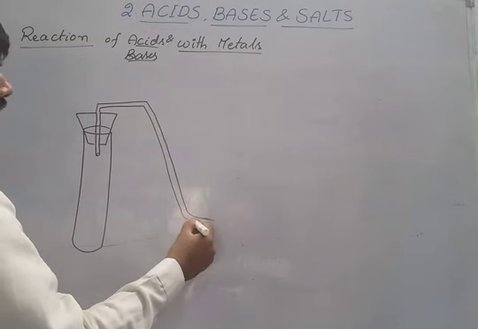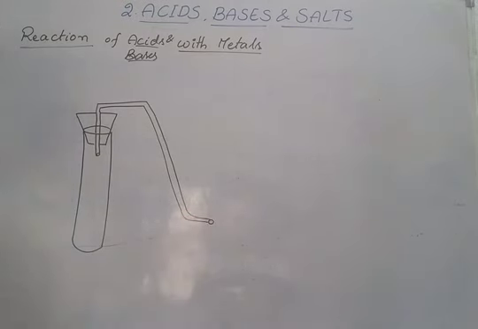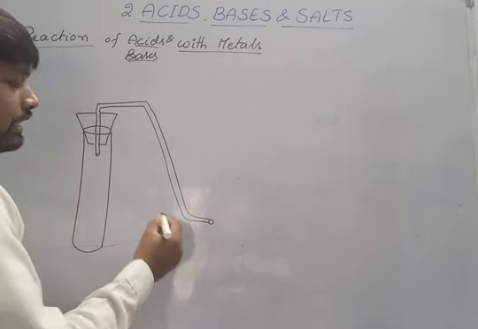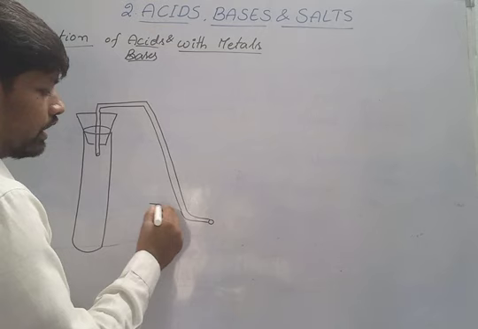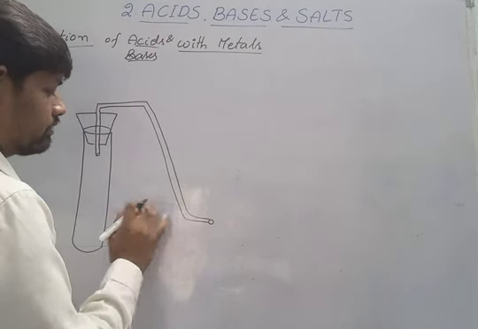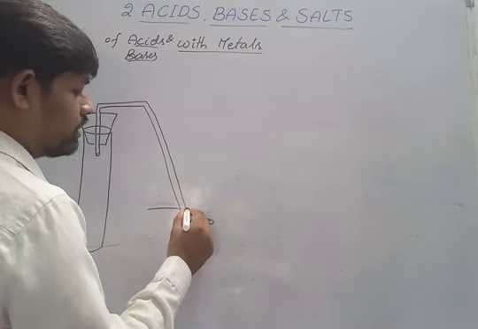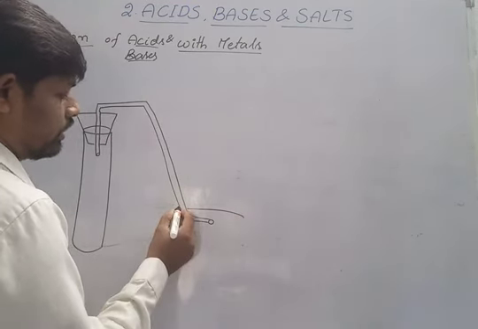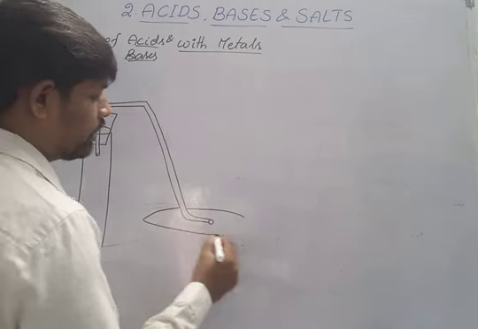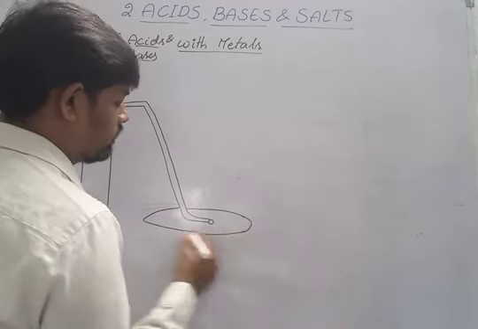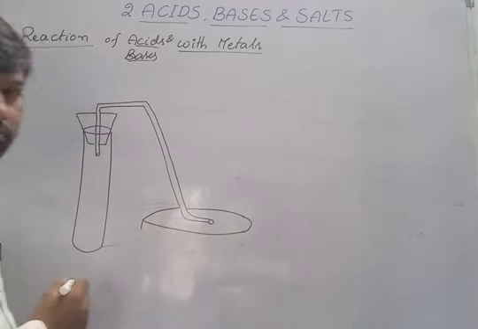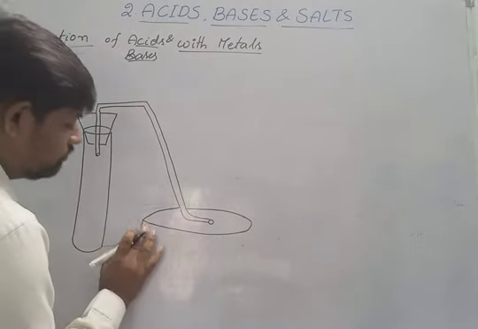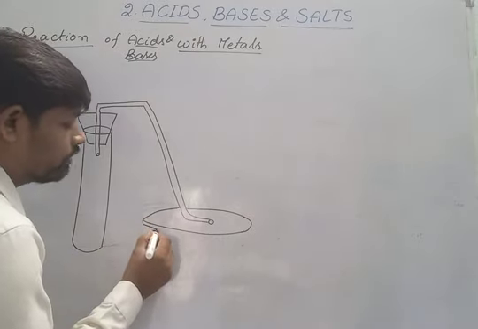This is the outlet of the delivery tube. Okay, next we need a glass trough. So we have to keep this glass trough. This delivery tube outlet is there now. This is the glass trough. We'll draw one more line.